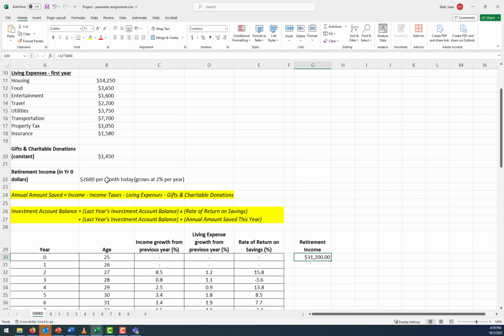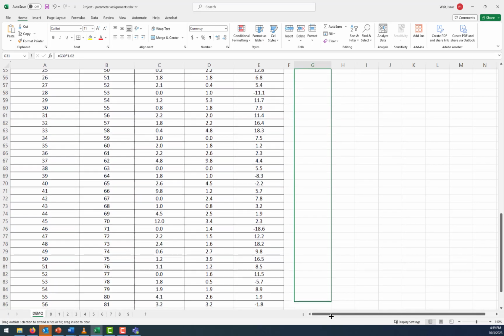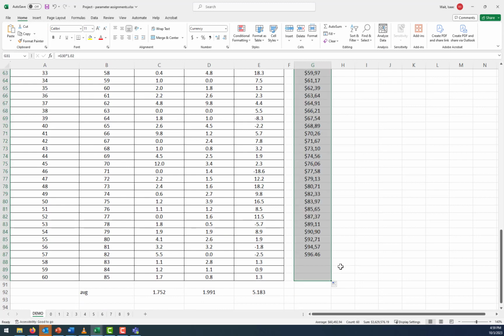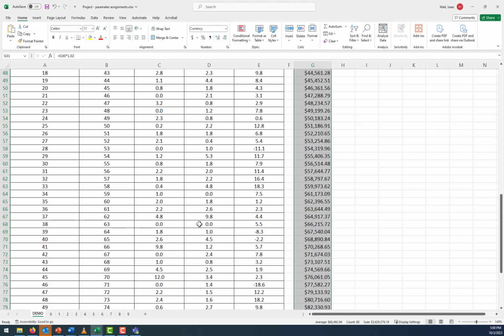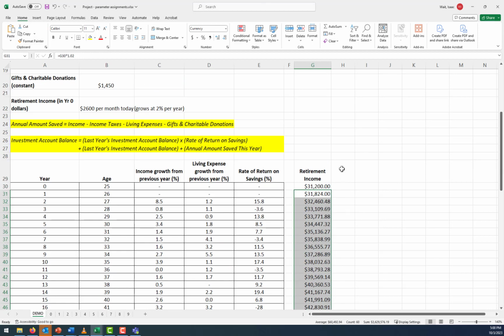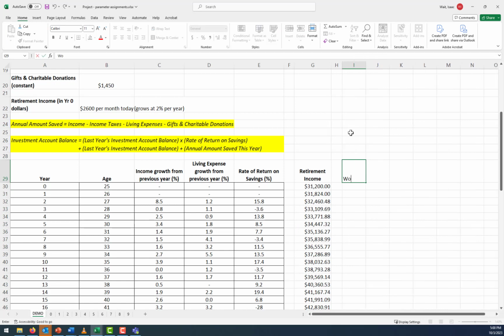All right. And the given is that it grows at 2% per year. So that means that if they retired at the end of 1 year, then their retirement income would be the previous year's retirement income times 1.02. And now if I drag that down, every year it's going to be increasing the retirement income by 2%. Okay, so I've gone all the way through age 85. Okay, so retirement income, I'm going to start another column here that is work income.